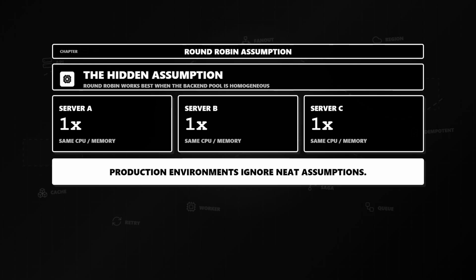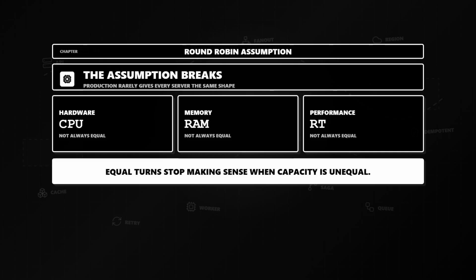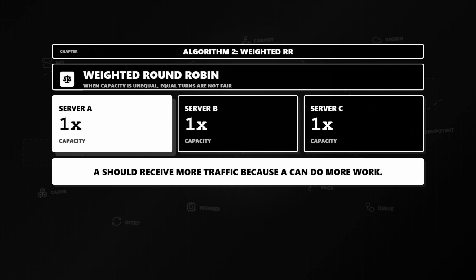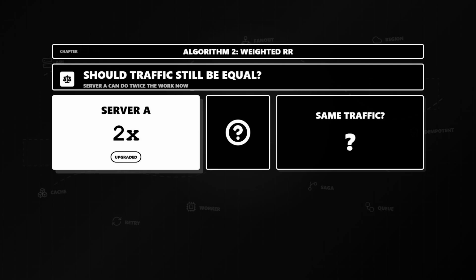But there's a hidden assumption. Round robin quietly assumes every server is exactly the same. Same hardware, same CPU, same memory, and the same performance characteristics. Unfortunately, production environments have a habit of ignoring our assumptions. Suppose FoodDash upgrades server A and gives it twice the computing power of the other 2 servers. Should all 3 servers receive exactly the same amount of traffic? Probably not. This leads us to weighted round robin.